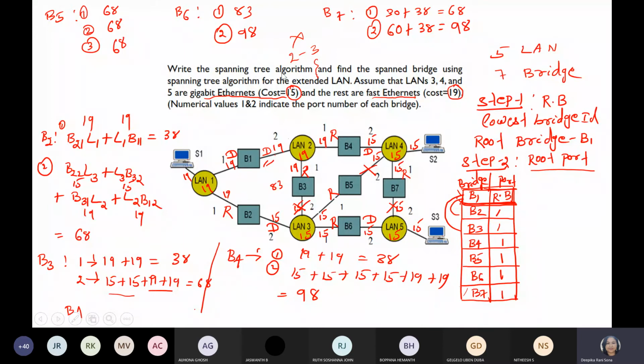Suppose in the question the spanning tree algorithm has not been asked at all. The question is directly given: find the spanned bridge. Spanned bridge means spanning tree only. And if the question mentions using the spanning tree algorithm, you have to apply your algorithm, you no need to write the algorithm. Like step 1, step 2, step 3, step 4 we have proceeded, no? Like that only you have to proceed. Got it? Yes, ma'am.